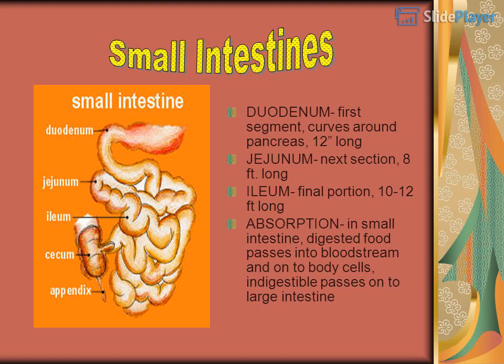Small intestines. Duodenum: first segment, curves around the pancreas, 12 inches long. Jejunum: next section, 8 feet long. Ileum: final portion, 10 to 12 feet long. Absorption in the small intestine: digested food passes into the bloodstream and onto body cells; indigestible material passes onto the large intestine.